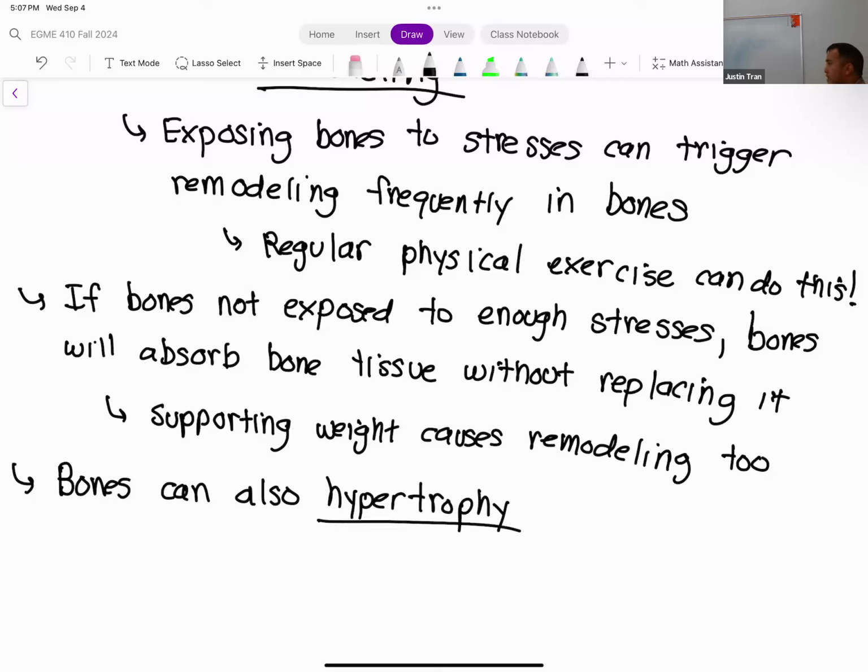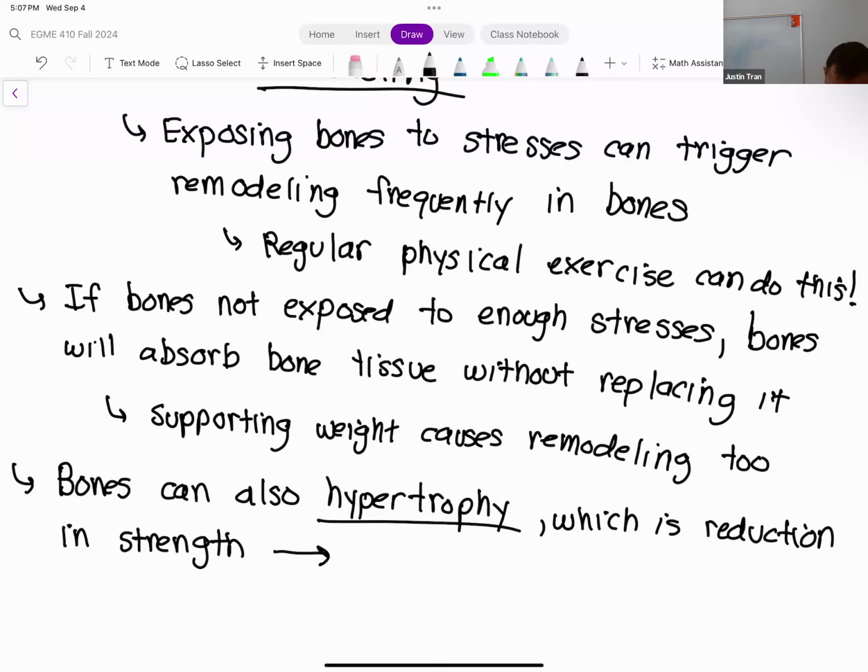Right. And so the medical term that's used for this is called hypertrophy. So hypertrophy is basically a reduction in strength just due to being exposed to too much stress. And so something you've probably heard a lot is a stress fracture, which is a consequence of this.